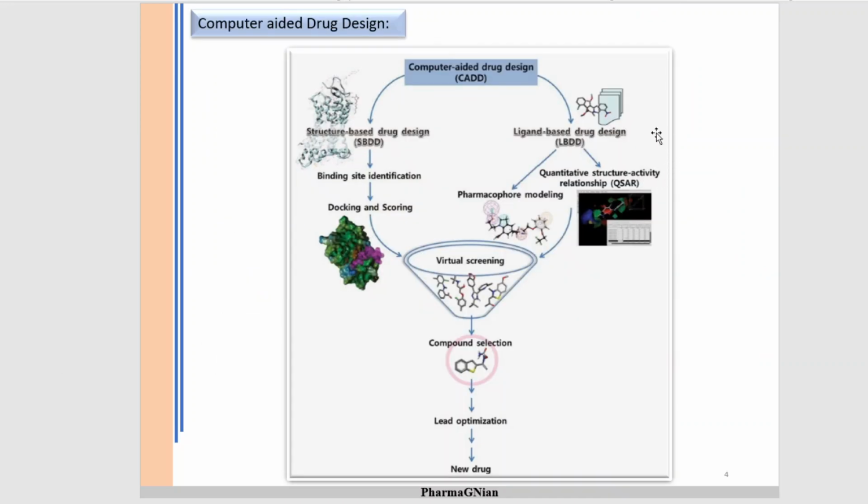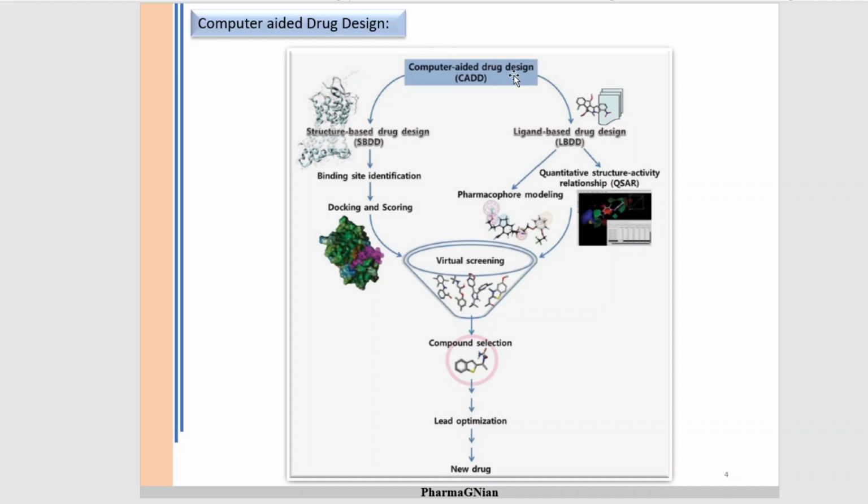Here is the slide representing all about computer drug design, and these are the types of computer drug design: structure-based drug design and ligand-based drug design. We will see these in the coming slides. First of all, we will see what drug design is.